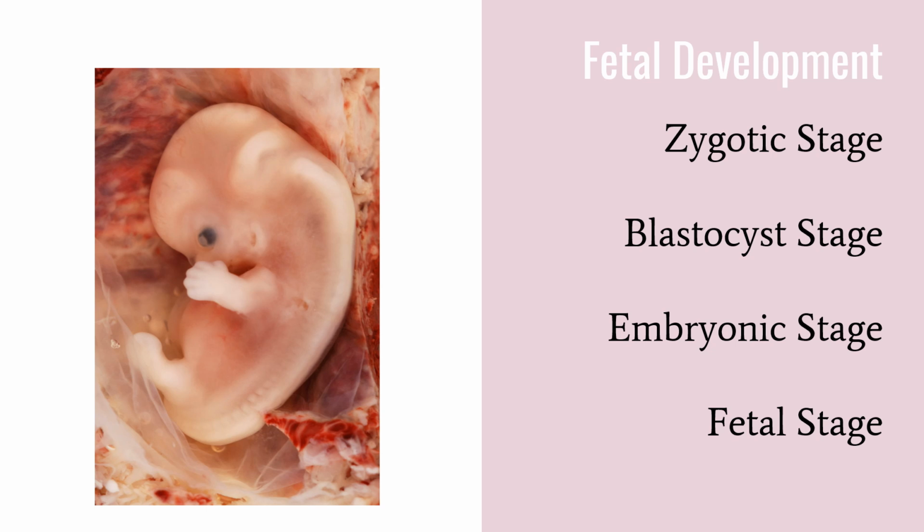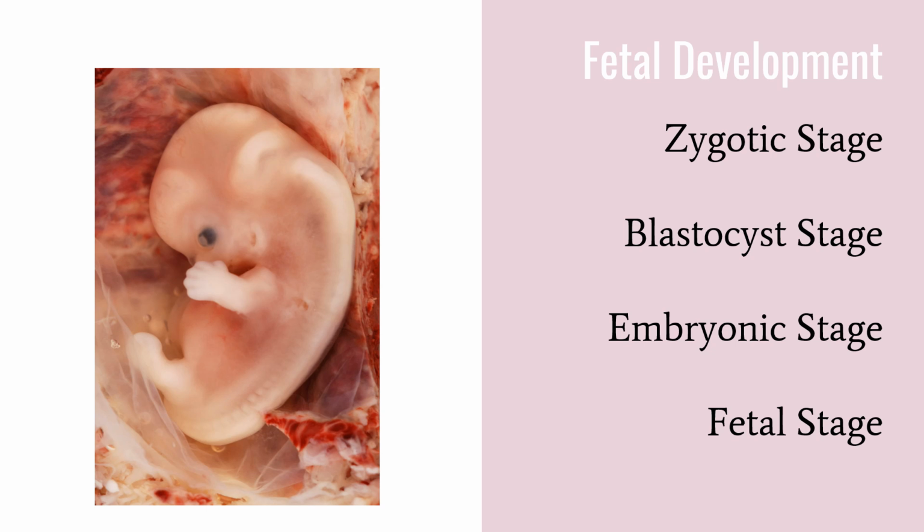Fetal development during pregnancy is measured in the number of weeks after fertilization, which is a duration of 40 weeks or 9 months. This slide presents the stages of fetal development. The first is the zygotic stage, which is the fertilization of sperm and egg, or you can also call that an ovum, through the second week. This is also called conception.